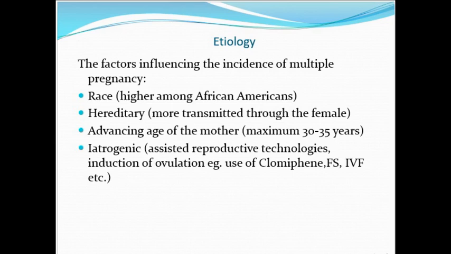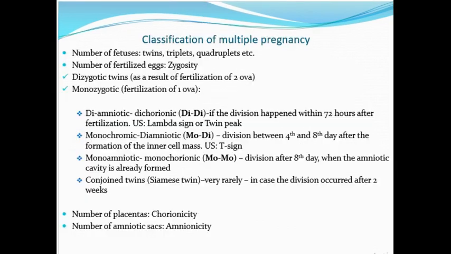Then we have iatrogenic causes, like I said earlier on, whereby we have assisted reproductive technology such as in vitro fertilization, and also in women who have been treating infertility for some time, whereby we try to induce ovulation by the use of some drugs such as clomiphene, and also continuous taking of follicle stimulating hormone. All these will enhance the chances of getting a multiple pregnancy.